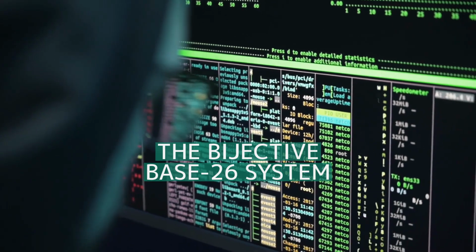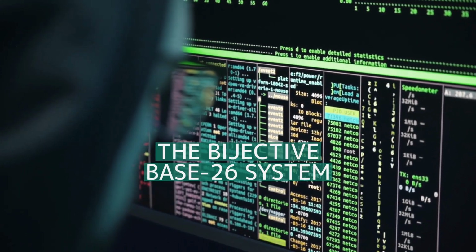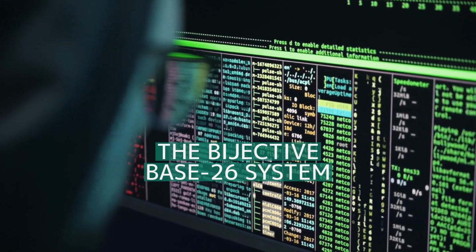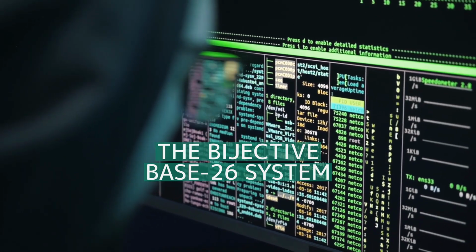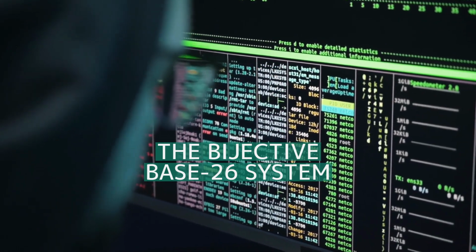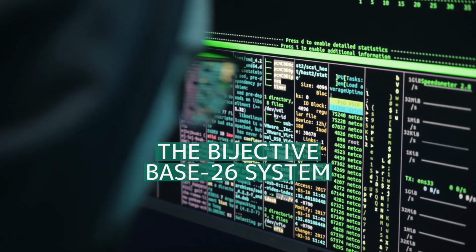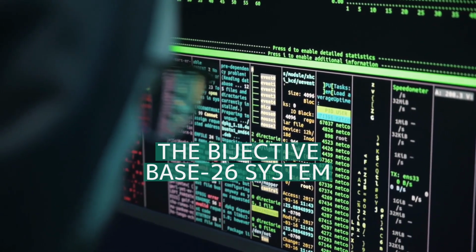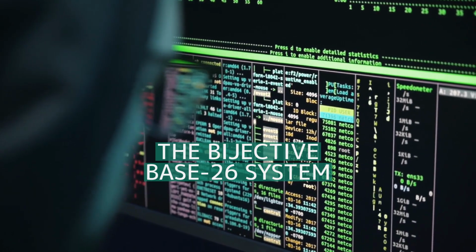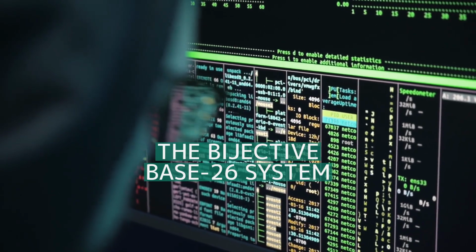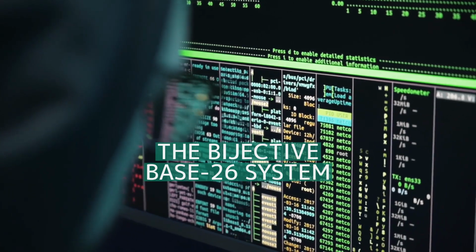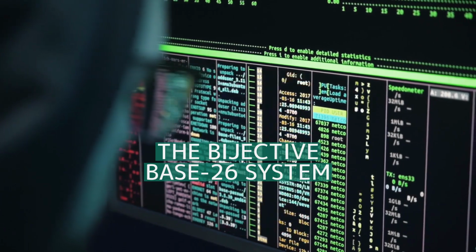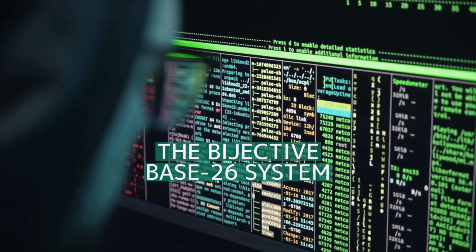Moving forward, we'll be taking a closer look at the bijective base 26 system. In the bijective base 26 system, one may use the Latin alphabet letters A to Z to represent the 26 digit values 1 to 26. With this choice of notation, the number sequence starting from 1 begins A, B, C, ..., X, Y, Z, AA, AB, AC, ..., AX, AY, AZ, BA, BB, BC.